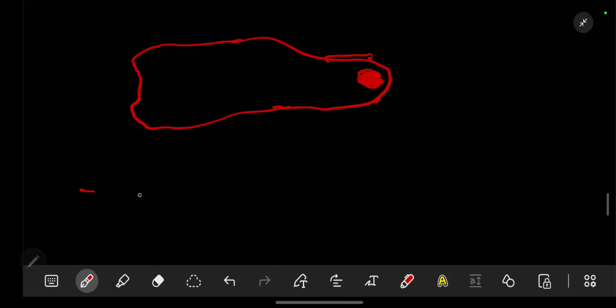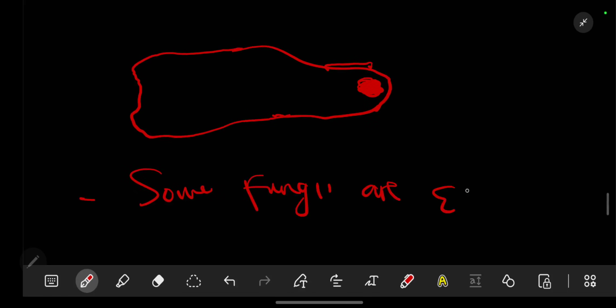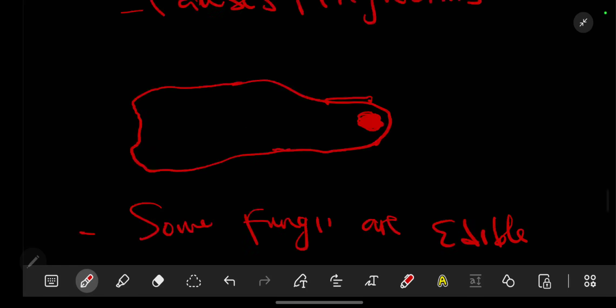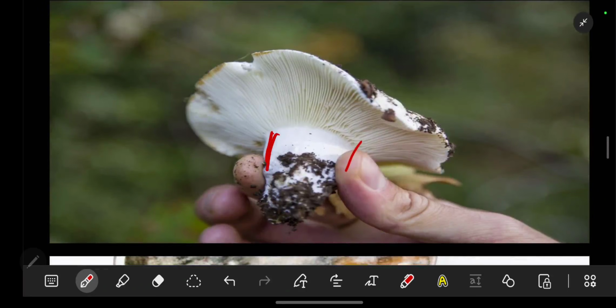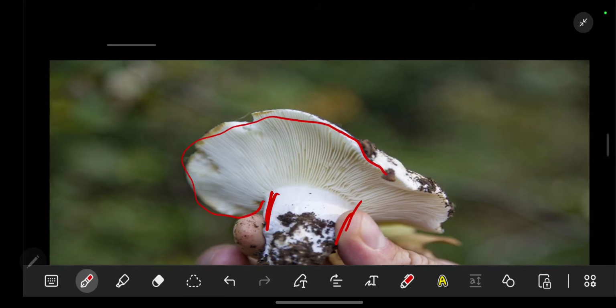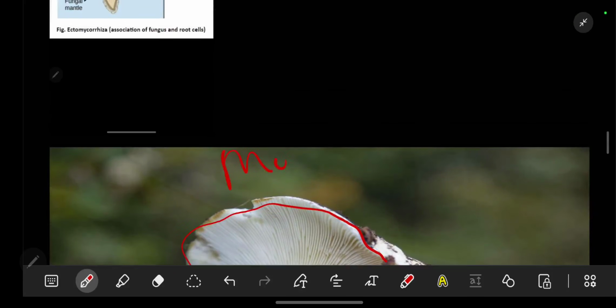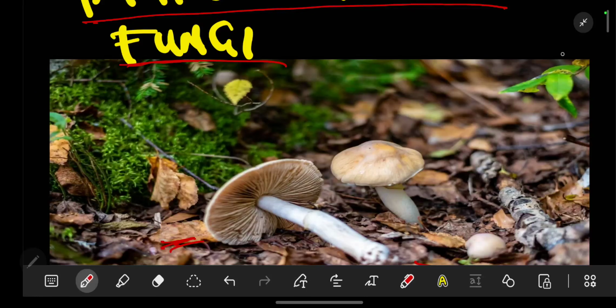There are some benefits. Some fungi are edible, so you can eat them. For example, if you look at this one, it is edible. This fungi is very much edible. This is what we call mushrooms. In our local language, this is what we call uboa. So these can be edible.